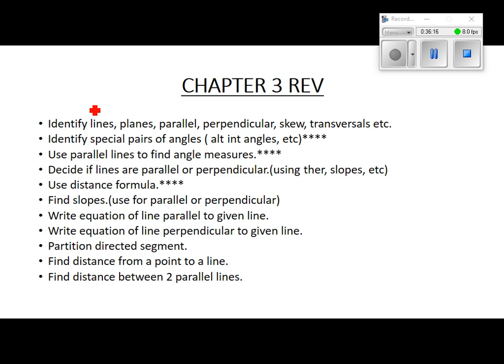Decide if lines are parallel. Be able to tell me if lines are parallel. If I get rid of this, don't say no because they don't have the arrows. All right.